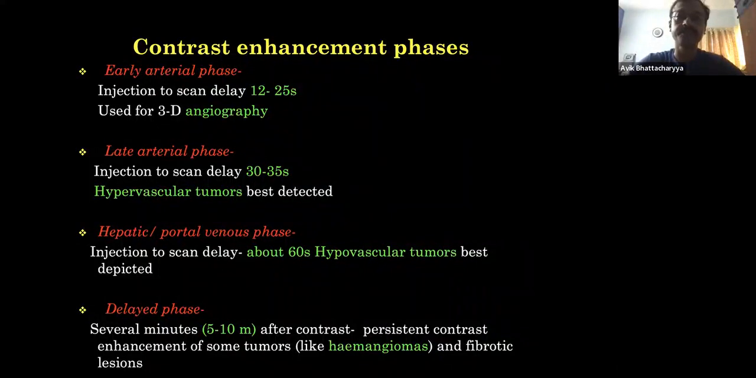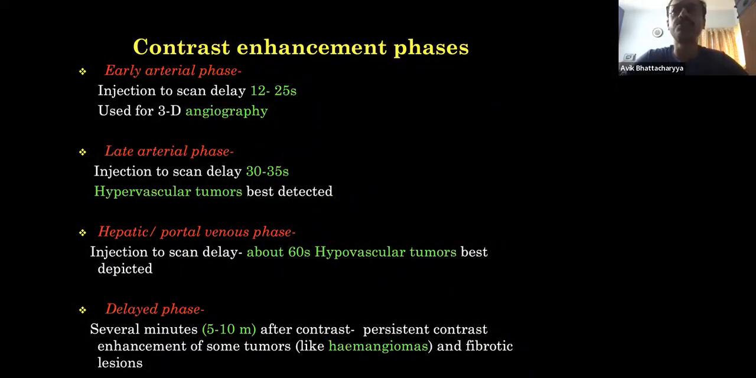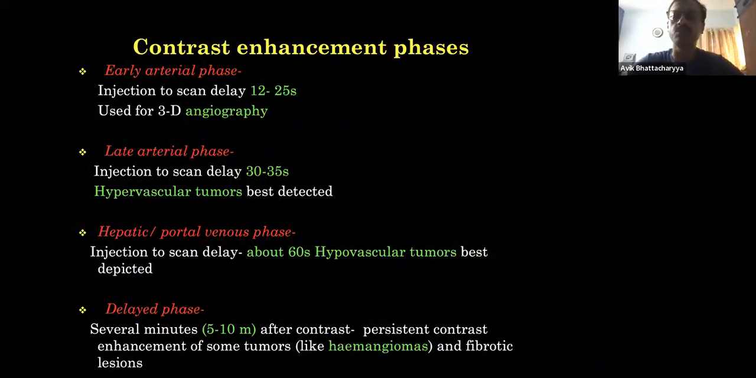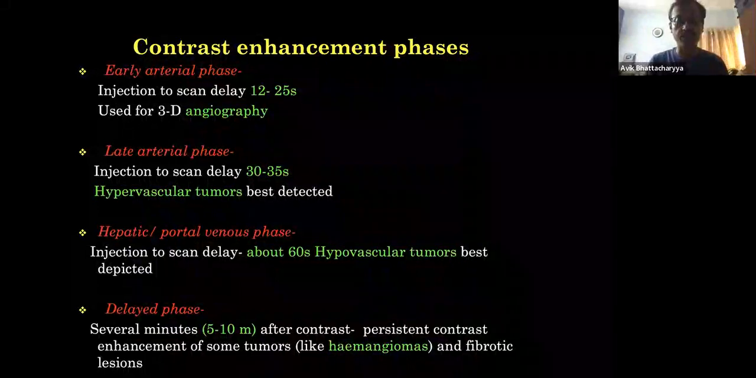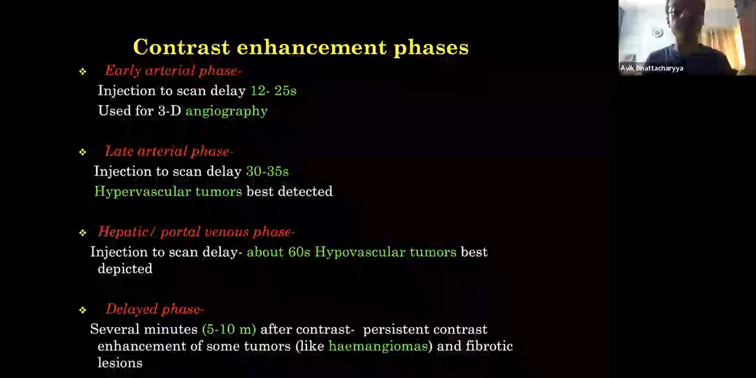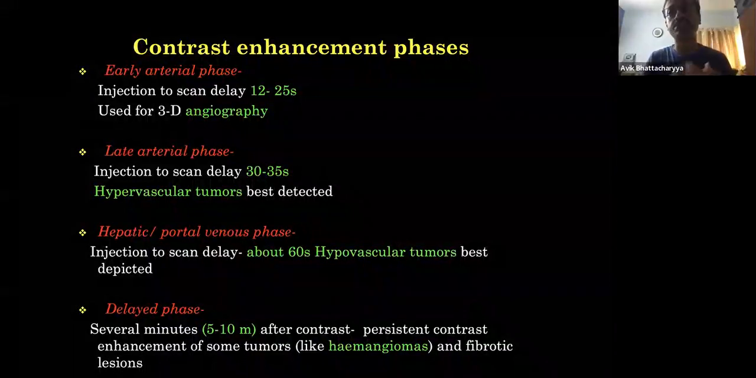All right. And after giving contrast, we give a saline chase of probably 20 to 30 ml, and that will also go for about 5 to 6 seconds. So this whole 25 to 30 seconds span, we are injecting contrast to the patient and then normal saline. And when I am talking about early arterial phase, it starts from 15 seconds.